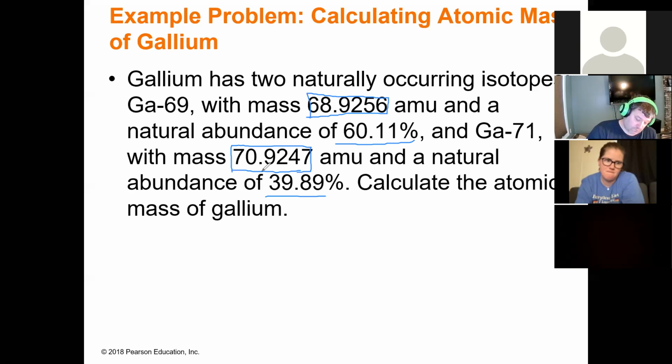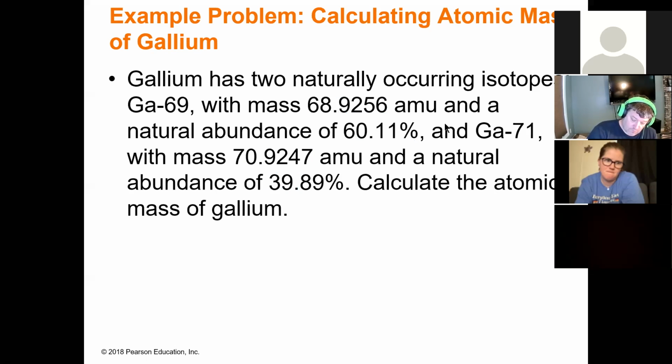So we're going to take the decimal fraction of isotope 1 and multiply it by its mass. So instead of 60.11%, we want to move that decimal over 1, 2. We're going to take this value times this value and add it to this value times this value.